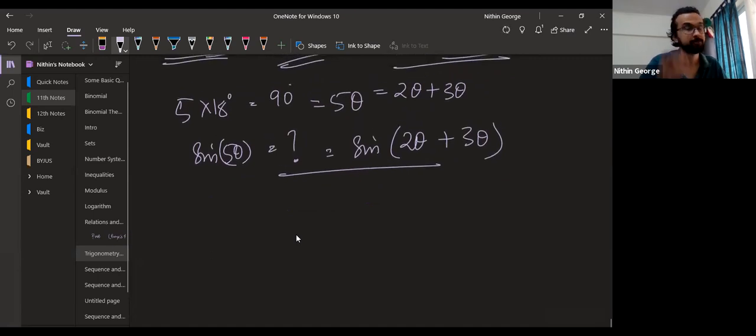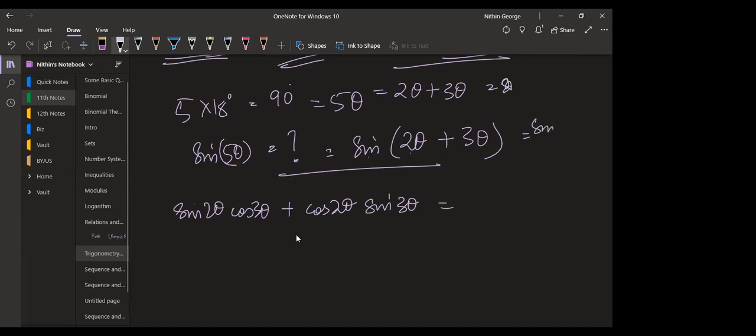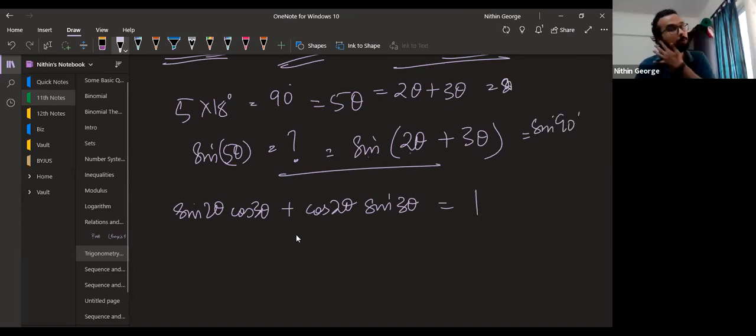What's the next part? Sine of this plus this. Sine A plus B is sine A cos B plus cos A sin B. This will be equal to, what am I talking about here? This is sin 90, which is 1. Exactly. This will be equal to 1 here.